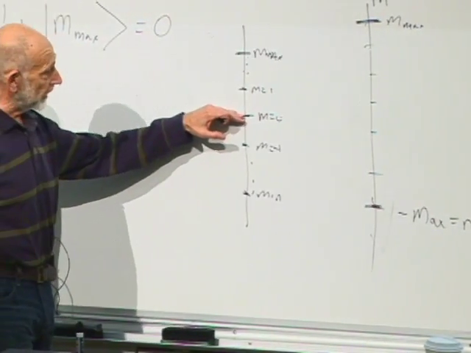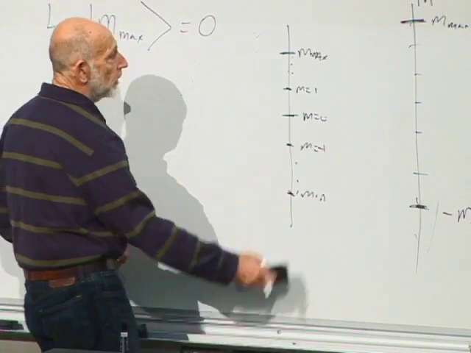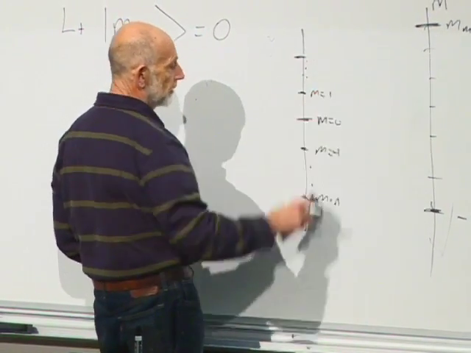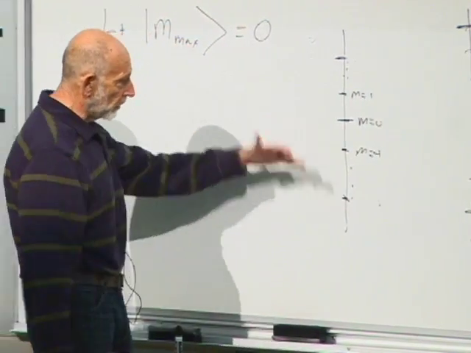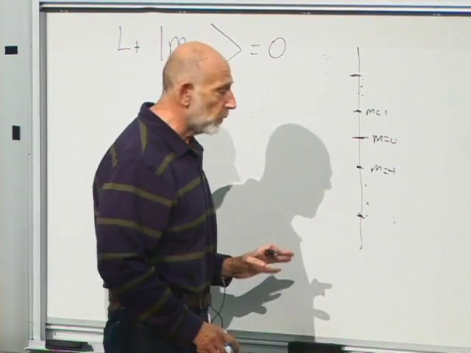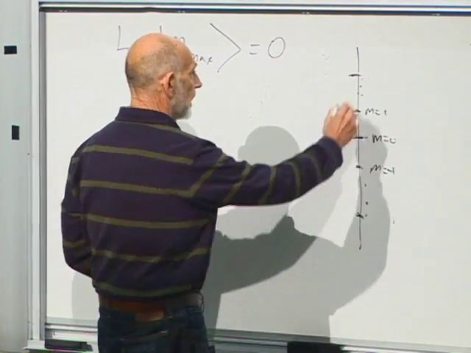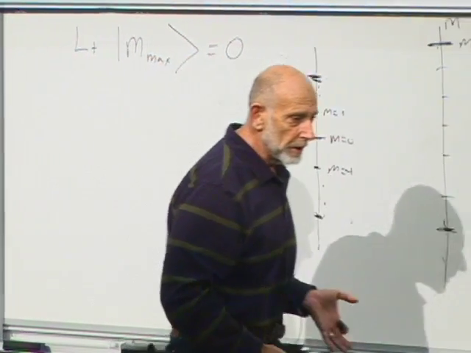Then there's the possibility of spin one. Spin one is a situation where M equals one is the ceiling, and M equals minus one is the floor. Can't go below the floor, can't go above the ceiling. That's spin one, called the spin one particle. You can have spin two particles, you can have spin three particles, and so forth.